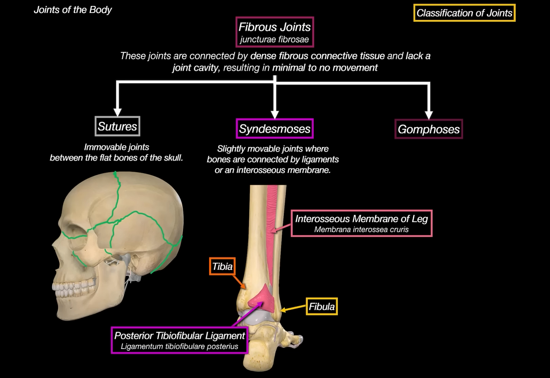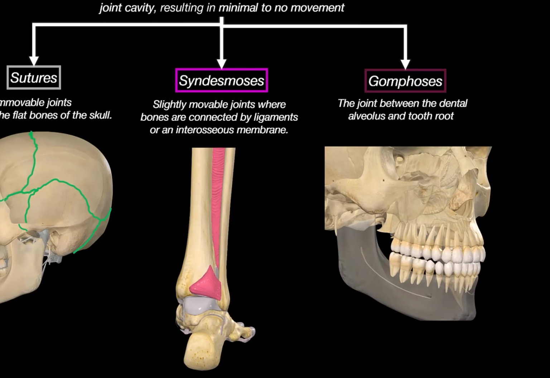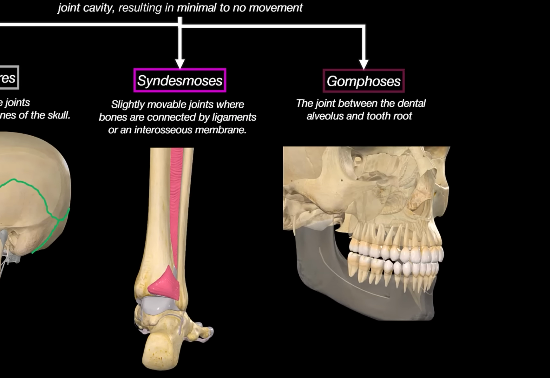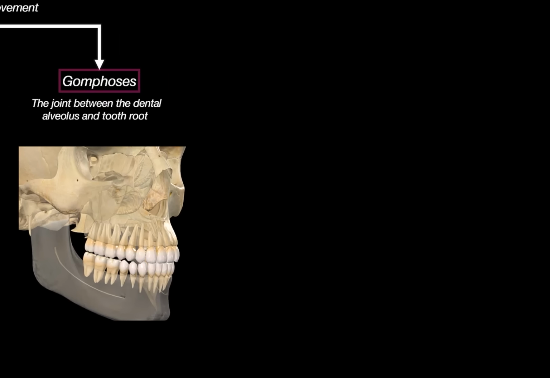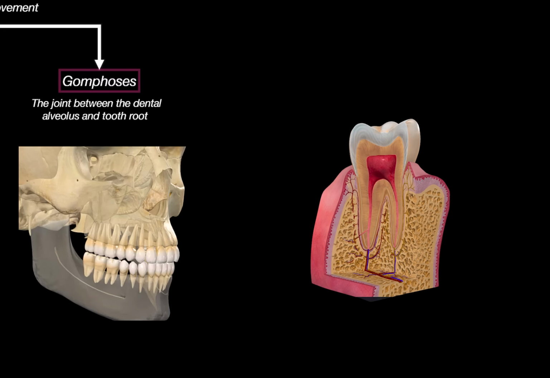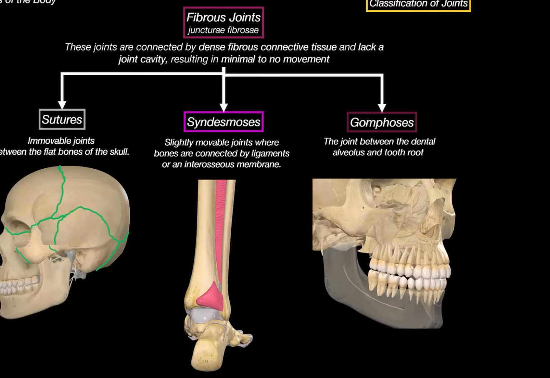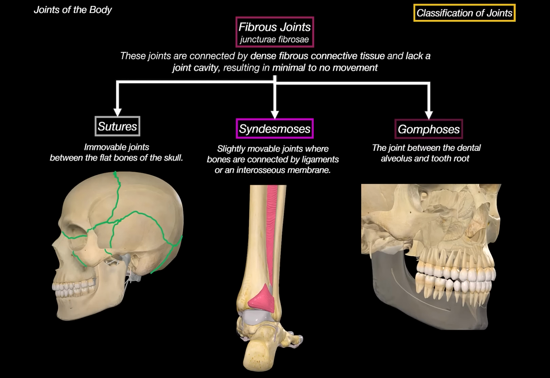The third classification under fibrous joints is called gomphosis. Gomphosis refers to the joint between the dental alveolus and the tooth root, meaning the connection between the mandible or maxilla and the tooth. As you can see here, the periodontal ligaments secure the tooth in its socket, acting as a fibrous connection. At first, it may seem confusing why gomphosis is not classified under syndesmosis, since both involve connective tissue. However, the key difference is in their function and movement.